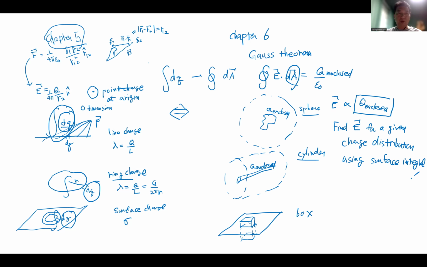So in short, in chapter 5, we are going to do the integral of the charge element, but in chapter 6, we are doing the surface integral for the Gaussian theorem. That's the big difference. Okay, let's move on.